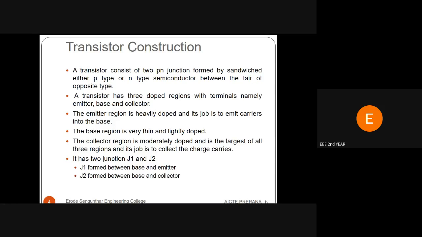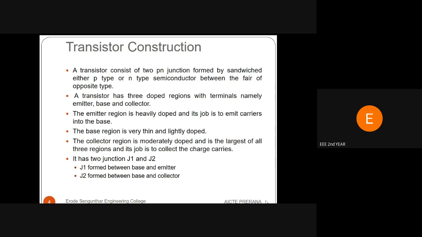Now let us see the transistor construction. A transistor consists of two PN junctions. The two PN junctions are formed by sandwiching either P-type or N-type semiconductor between a pair of opposite type. That means a transistor has two PN junctions connected back to back to form a transistor. A transistor has three doped regions with three terminals, namely emitter, base, and collector.